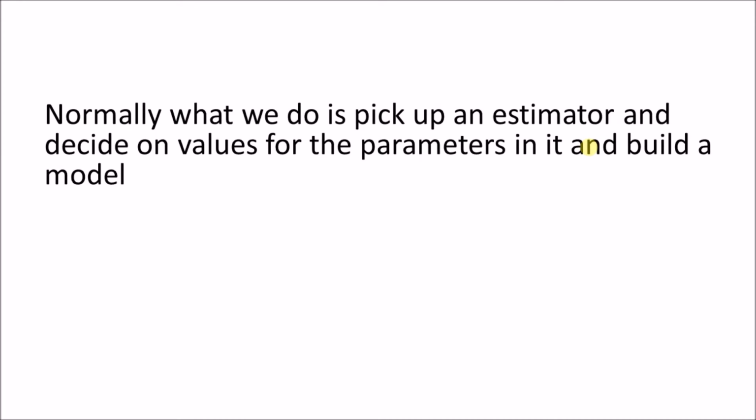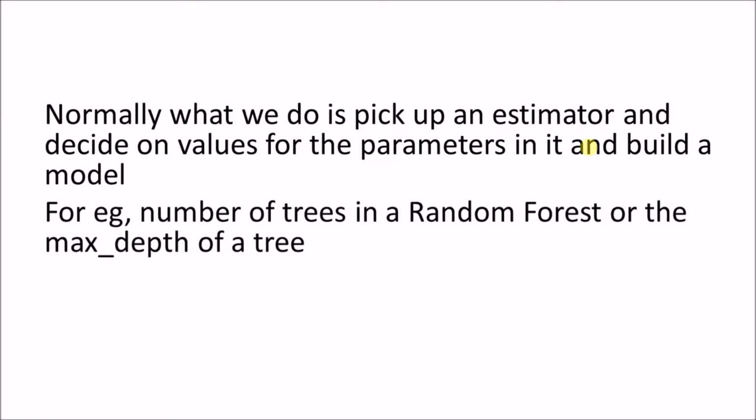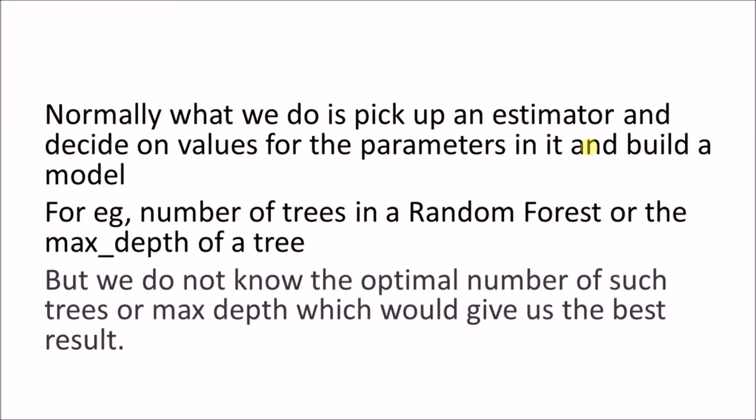Now normally what we do when we build a machine learning model is pick up an estimator and decide on the values for the parameters in that estimator, and we build a model upon it. For example, if we are building a random forest classifier or a regressor, we decide upon a number of trees and the max depth of each tree, and we build a model on that. But we do not know the optimal number of trees or the max depth which would give us the best result, and enters the grid search.